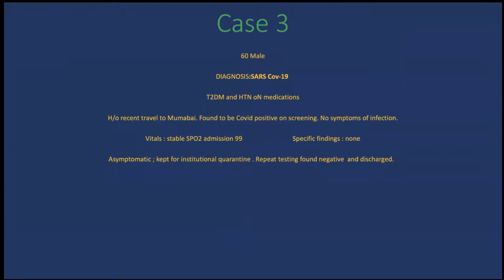The third case is again a diabetic and hypertensive. He had a history of travel to Mumbai. He had come back recently, but otherwise he was completely asymptomatic. He had no fever, no breathlessness, cough, or sore throat. His SpO2 was 99, but because he had recent travel, he was tested, and it was found to be positive.